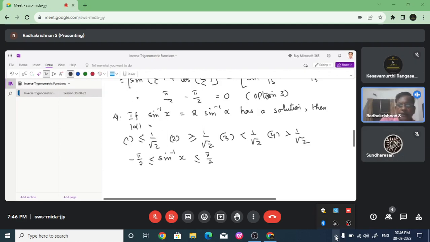See, I am just writing what is the range of sine inverse x. Right? Sine inverse of something, some value x. That value x will range from -1 to 1. Sine inverse will be defined for -1 to 1. But I am writing the range for sine inverse x. So sine inverse x will be -pi by 2 to +pi by 2.